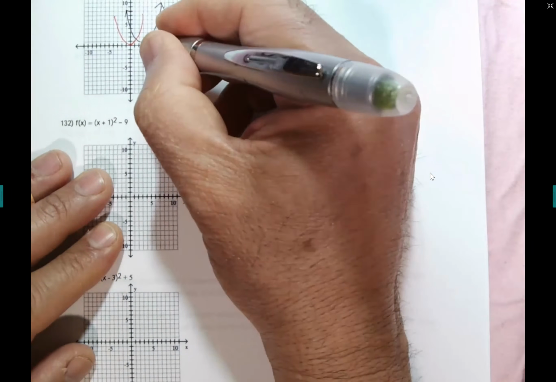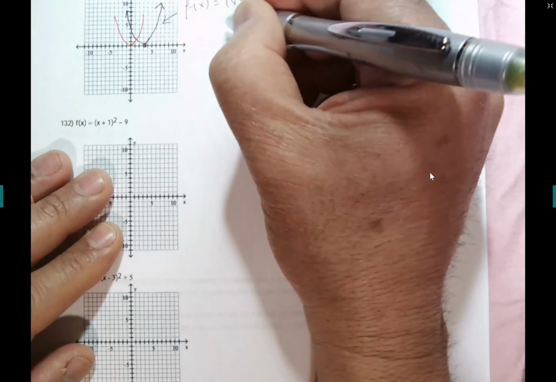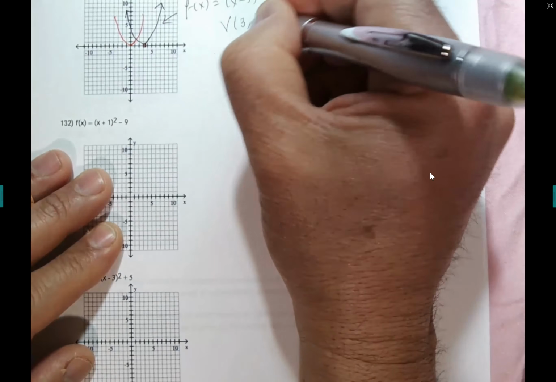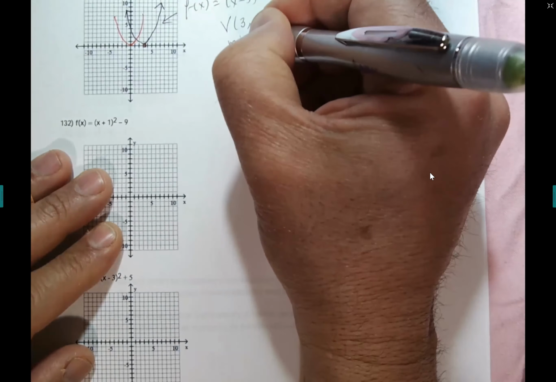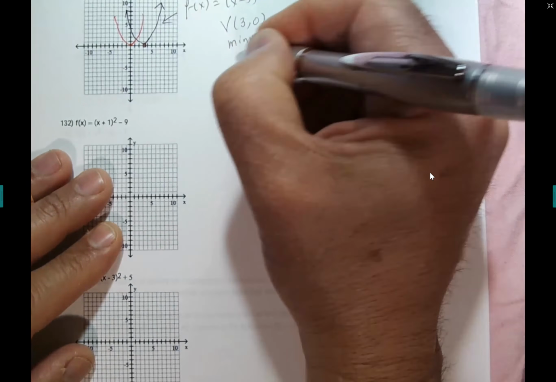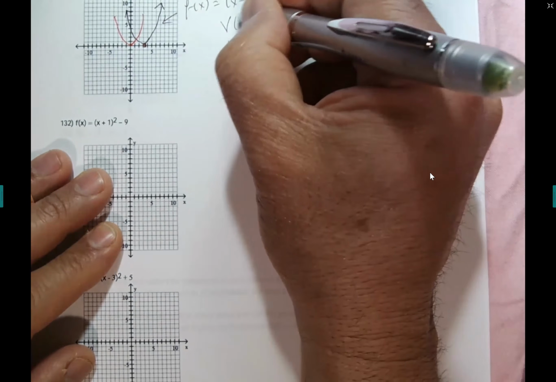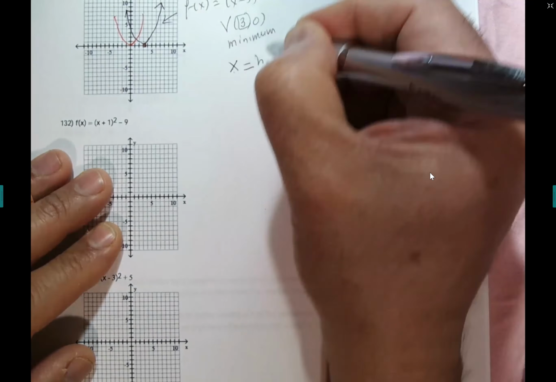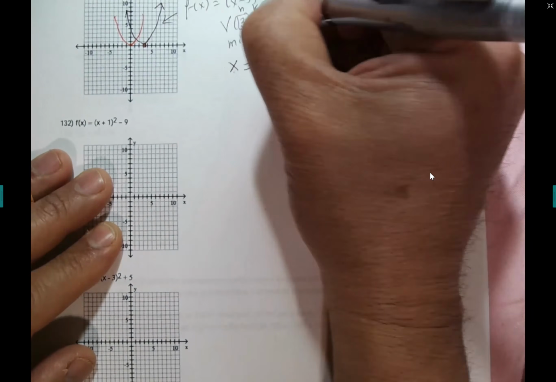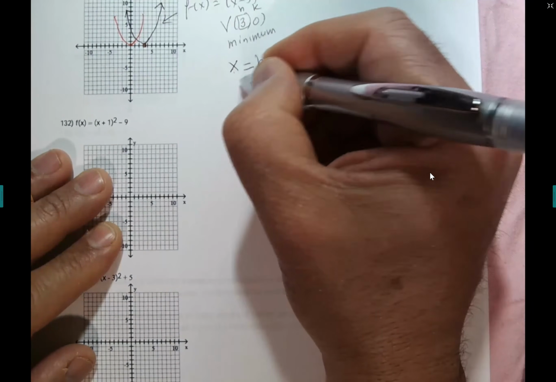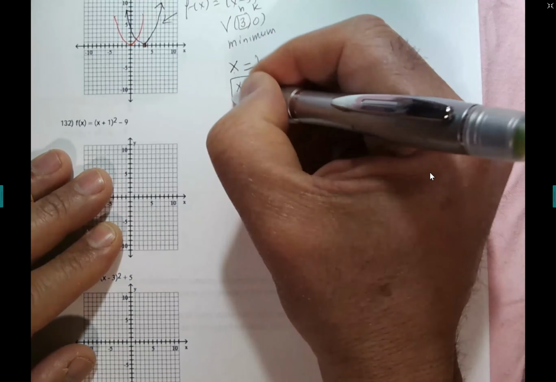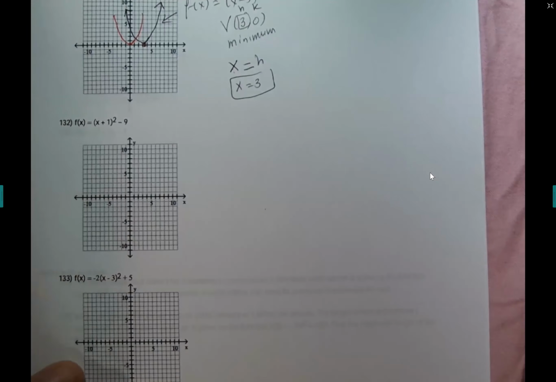So the vertex, guys, will be this, which is 3, 0. This is a minimum. And what's the axis of symmetry? As I told you, the axis of symmetry is x equals this number. This is called h, and this is called k. And the axis of symmetry is x equals h. So that would be x equals 3. All right.